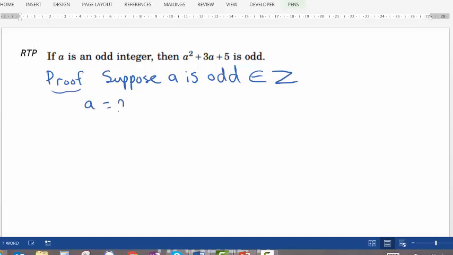A is 2n plus 1, where n is some integer, and this is the definition of an odd number.